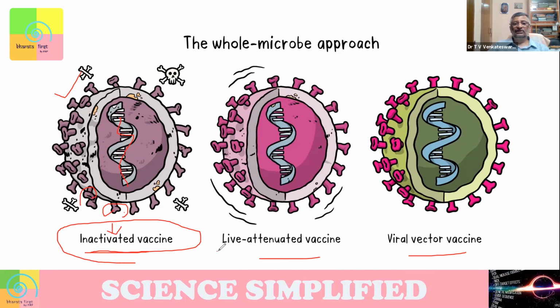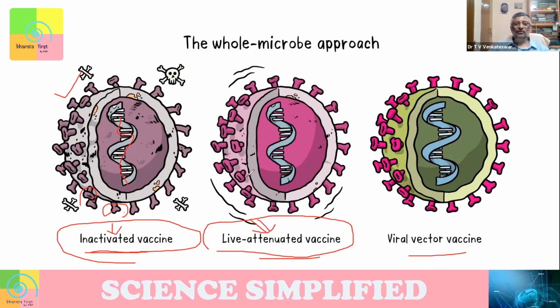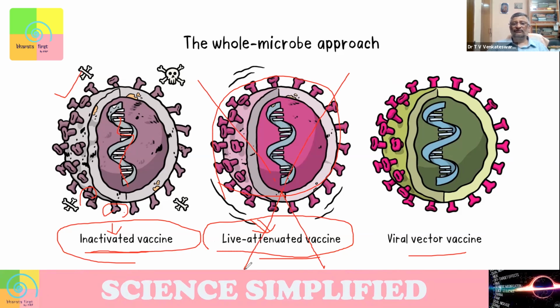The second is live attenuated vaccine. Attenuated meaning weakened. So it's a live virus, but it's a weakened version, so it does not cause disease. So that's a second approach. Mostly this is not the approach that we are taking today, because one, it is very complex to prepare and it takes time, and there are also risks associated with it. We don't usually go for this now. For example, there are no live attenuated vaccines for COVID. There is inactivated vaccine. For example, Covaxin is an inactivated vaccine.